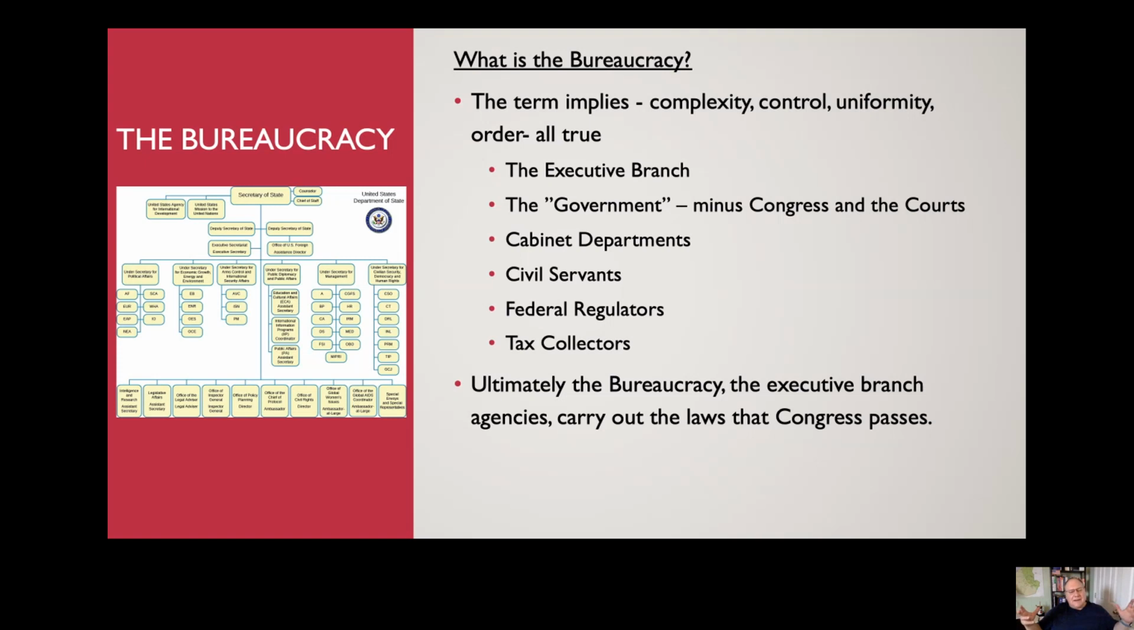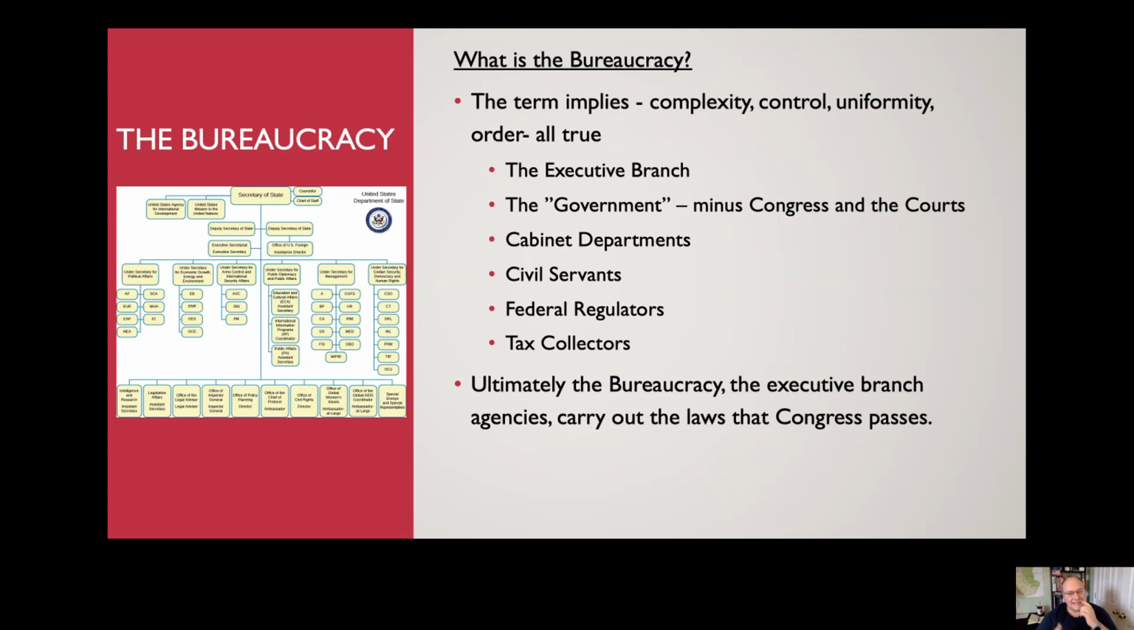Now we're going to talk a little bit about the bureaucracy. So when we talk about the executive branch, the head of the executive branch is the president. That's going to be one of the most important parts of the executive branch. Obviously, it's the only part of the executive branch that's really talked about in any detail in the Constitution. But the executive branch is much larger than that.